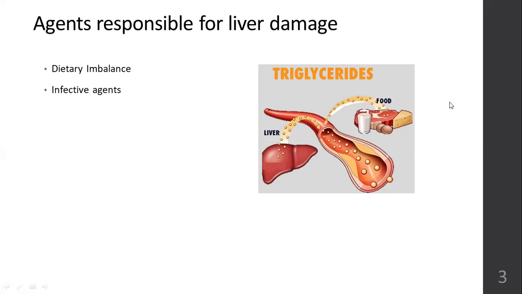Then some infective agents, specifically all the hepatitis agents, hepatitis A, B, C, D, E, G. Okay, these are the viruses. Hepatitis is a viral infection, and it can spread through contact. When you touch the patient who is suffering from hepatitis, through direct or indirect contact, it can spread.